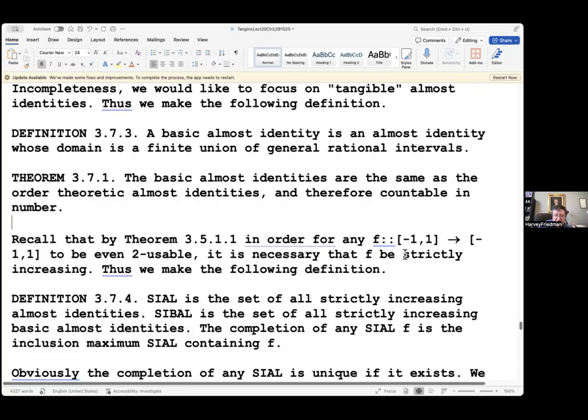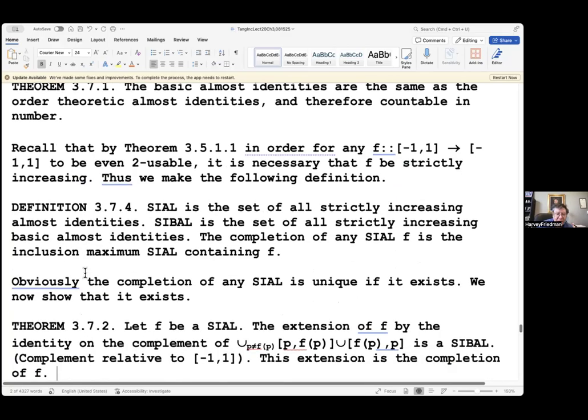Now remember, strictly increasing is an overriding, everywhere present, necessary condition in this whole subject. We only care about strictly increasing functions because the rest of them are not usable, except in dimension one. And dimension one is a simple, crazy little subject of no special importance that we took care of a long time ago. In dimension one, usability, we understand completely. That's below the radar screen. In dimension two and higher is the only thing interesting. All right, so psi-al is the set of all strictly increasing almost identities, and psi-bal is the set of all strictly increasing basic ones. All right.